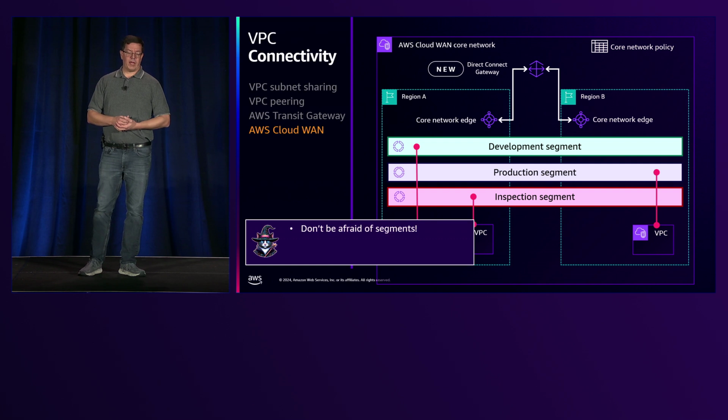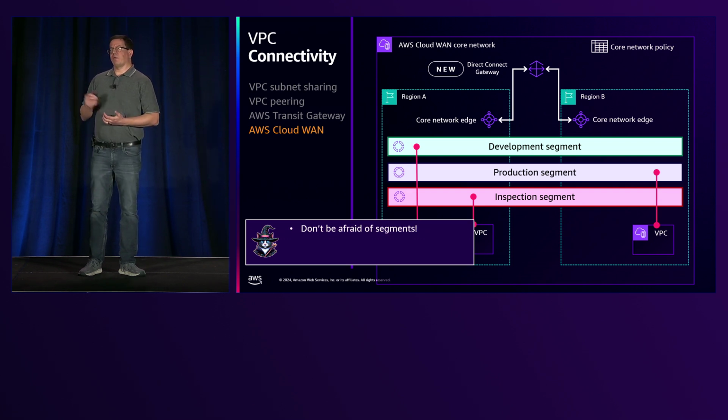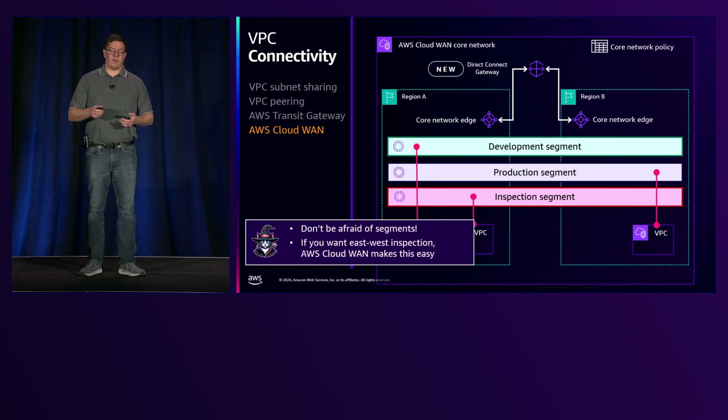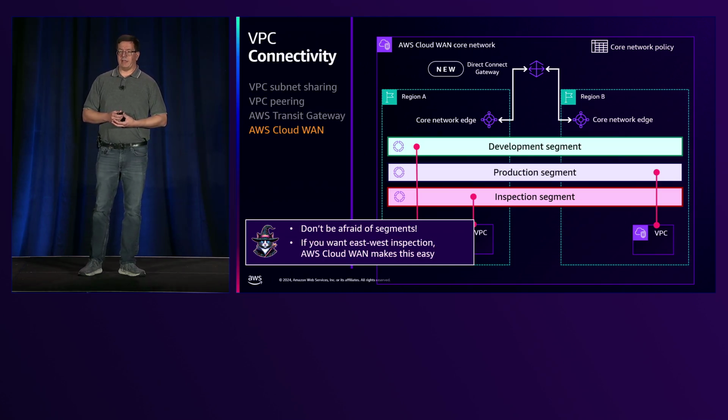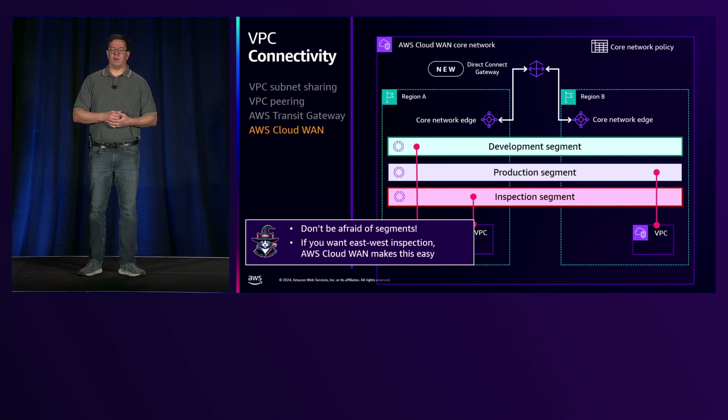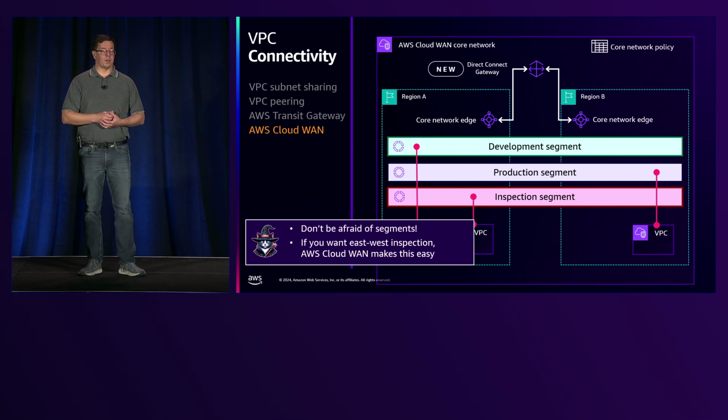A couple tips from our cat. Don't be afraid to add more segments. Don't try and force things into 1 or 2 or 3 segments. I have many customers that are using 10, 15 segments just because of different research groups they want to keep isolated, things along those lines. And like I said, Cloud WAN makes inspection easy. If you're wanting to do this, take a good strong look at Cloud WAN.